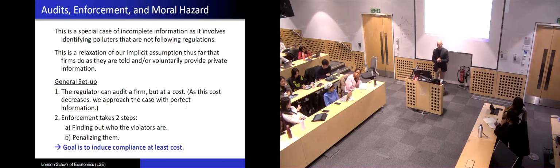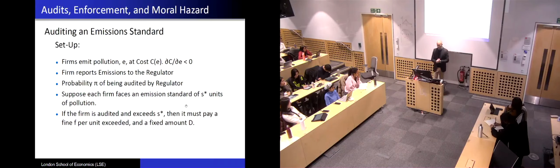So the general setup is the following. The regulator can audit firms, but at a cost. I can audit firms, but it's going to cost me some money. And enforcement takes two parts. First, I need to find out who actually are the violators, which is expensive, because I need to go and check. And two, I'm going to have to penalize them. So the goal for us as a regulator is to induce compliance at the least cost.